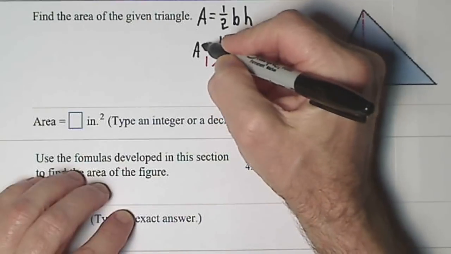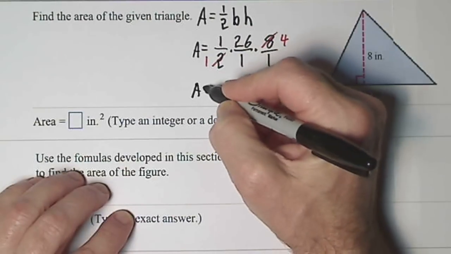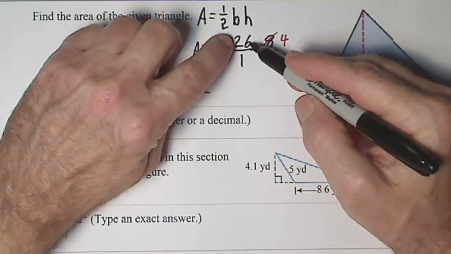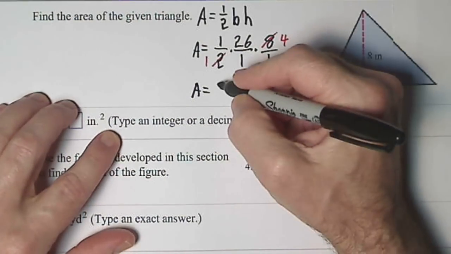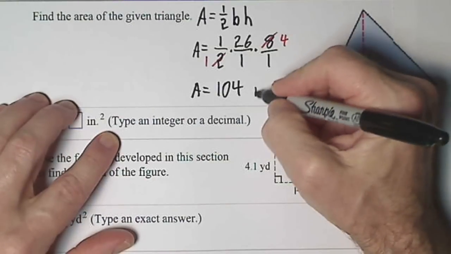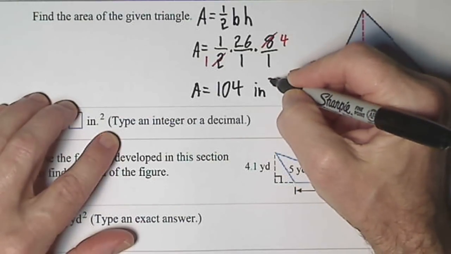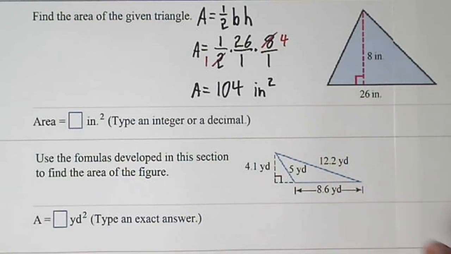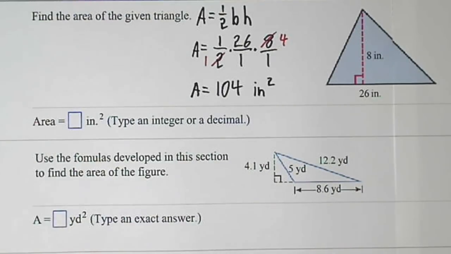So let's see, area. That would be 80 and another 24. So the area is 104. The units are inches. And again, since we're talking about area, you have to put inches squared. Okay, here's another triangle. We'll be using the same formula, but the triangle certainly looks a little different.